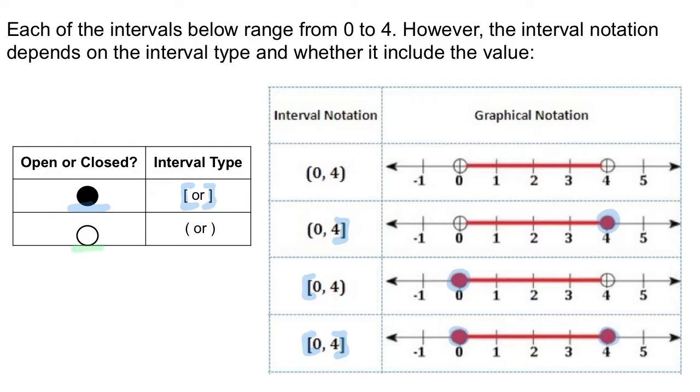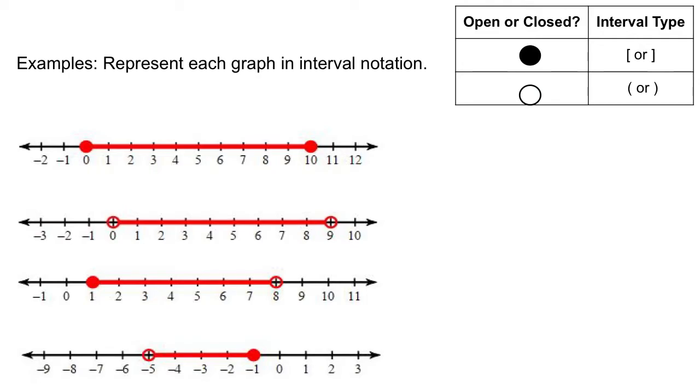Versus when it does not include the number, or is an open circle, we use parentheses. So the first example does not include 0 or 4, so you would use parentheses. The next example does not include 0, so we use parentheses by the 0. And the third one does not include 4, so I have parentheses by the 4. So we see how even though it's always from 0 to 4, the bracket type is dependent upon what the graph looks like. In these examples, we're going to write an interval to represent each graph.